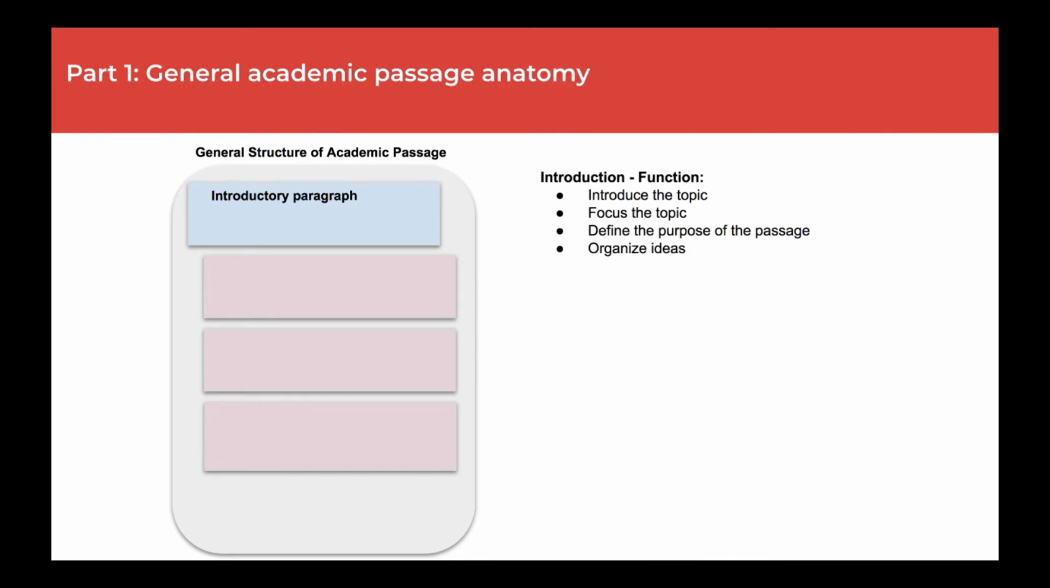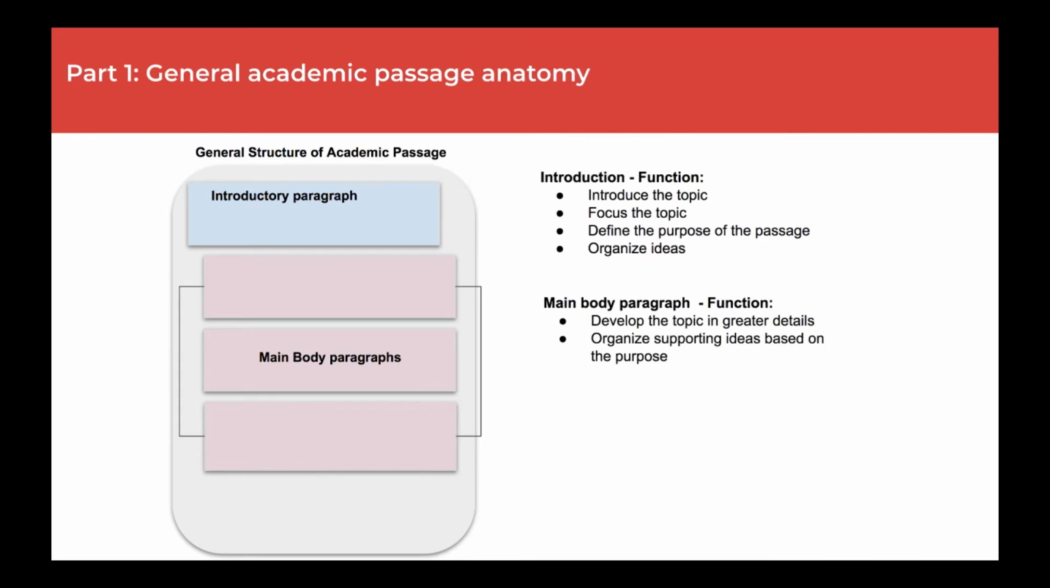Here comes the second type of paragraph within the passage, which is the main body paragraphs. The number of main body paragraphs varies, but usually on IELTS texts you will have 3 to 4, because the length of texts is 700 to 800 words. Again, main body paragraphs have a typical structure, and usually they develop the topic in greater detail, and each paragraph is always tailored to the introductory paragraph. So they have a very strong logical link between each other.